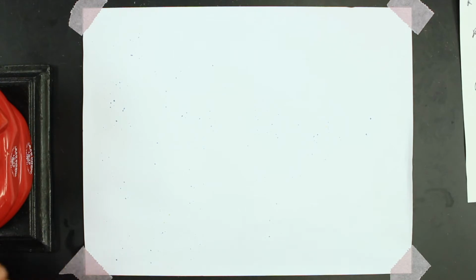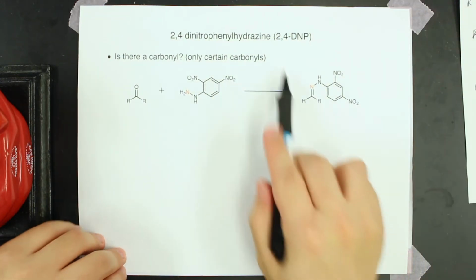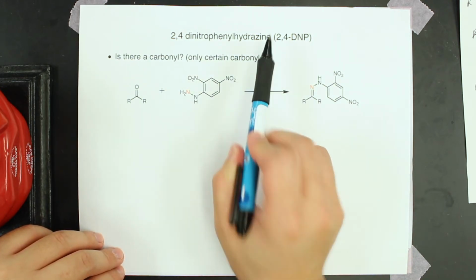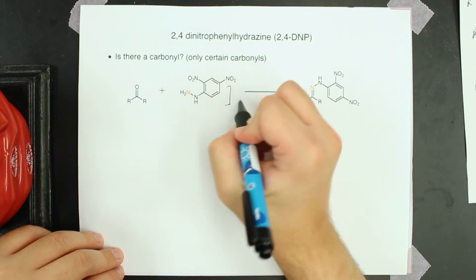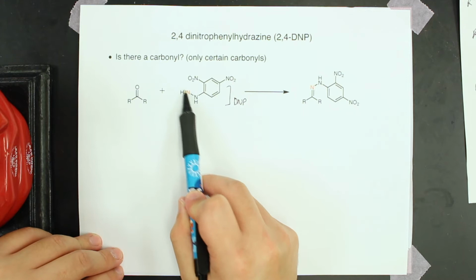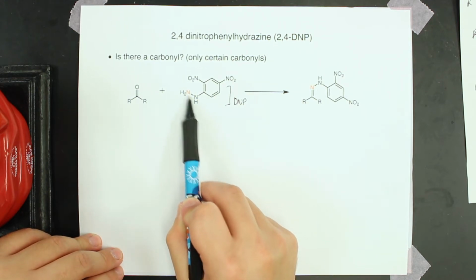The second test we're going to go over is the 2,4-DNP test. So 2,4-DNP is an acronym, it stands for 2,4-dinitrophenylhydrazine. So this group here is the DNP. It's a benzene ring, and it has this group here. When you have two amines bonded together, that's called a hydrazine.